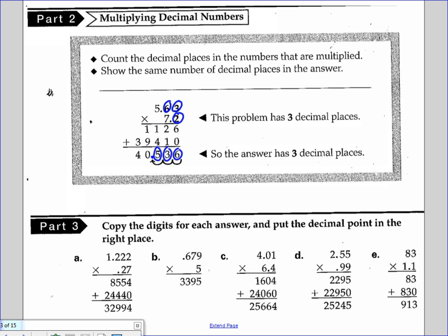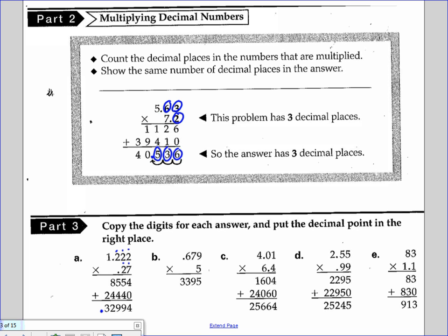Okay, so if I look at problem A and count my decimal places, I see I have 1, 2, 3, 4, 5 decimal places in the problem, which means I need to have 5 in my answer. So I need to count over 5 places. The 4 is 1, the 9 is 2, the other 9 is 3, this 2 is 4, and the 3 is 5. So my decimal point goes in front of the 3. So I have 1, 2, 3, 4, 5 decimal places in my answer.